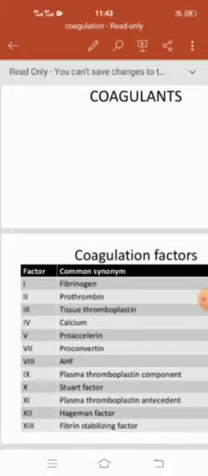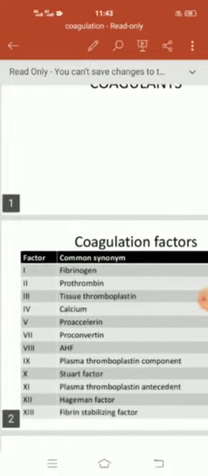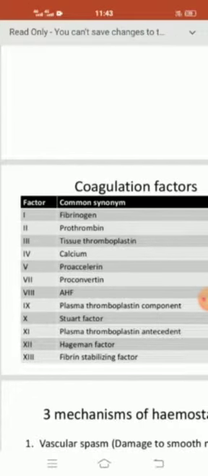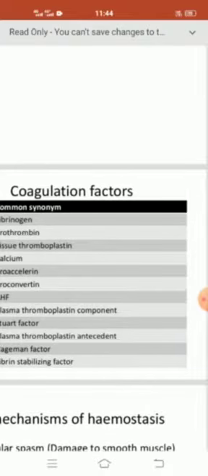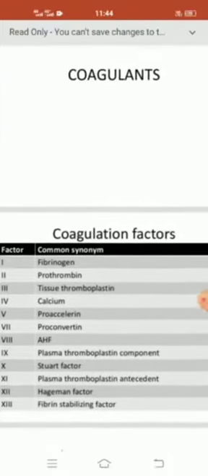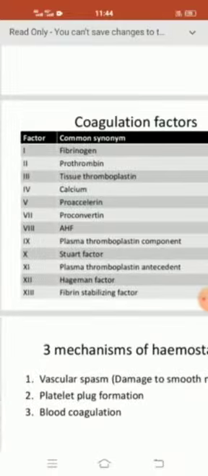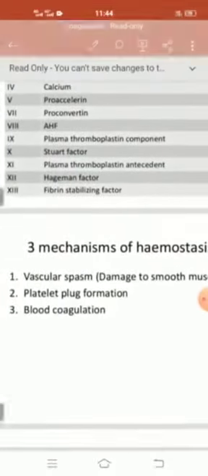the seventh factor is proconvertin, then the eighth factor is AHF, the ninth is plasma thromboplastin component, then the 10th is Stuart-Prower factor, the 11th is plasma thromboplastin antecedent, the 12th factor is Hageman's factor, and the 13th is fibrin stabilizing factor. So these are the various coagulation factors. We are not interested in the functions of these individual coagulating factors since it is medicinal chemistry. This is just to brief you about the coagulation factors.